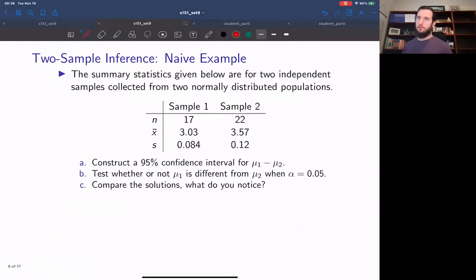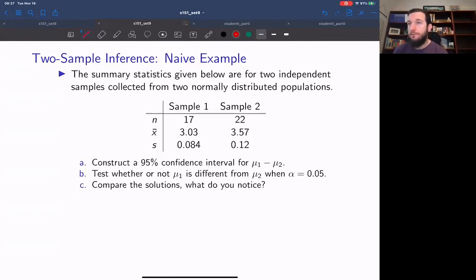Okay, so now we're going to start to look at some examples. Obviously, examples help, right? So the first example is just a very basic example just to illustrate how the formulas are going to work and how we're going to run the test and build the interval. Then I'll have a second example that's a little more detailed.